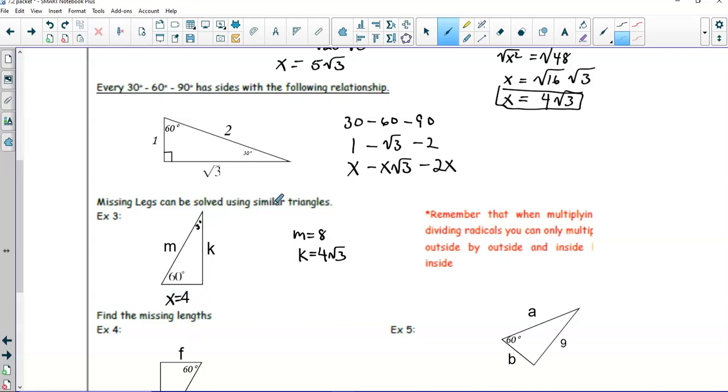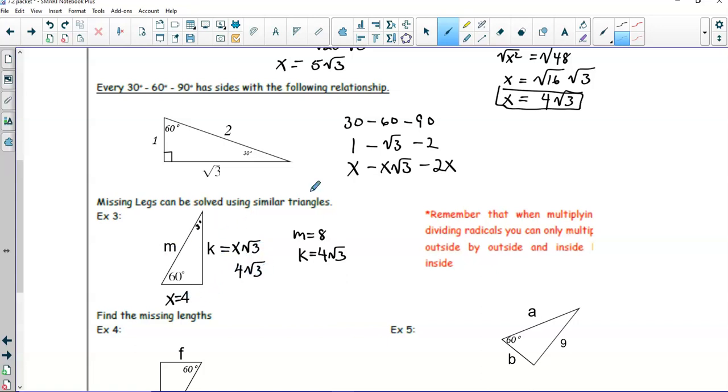Across from the 60-degree angle, we have x square root of 3. So k is equal to whatever x is times the square root of 3. Therefore, since x is 4, then k must be 4 square root of 3.